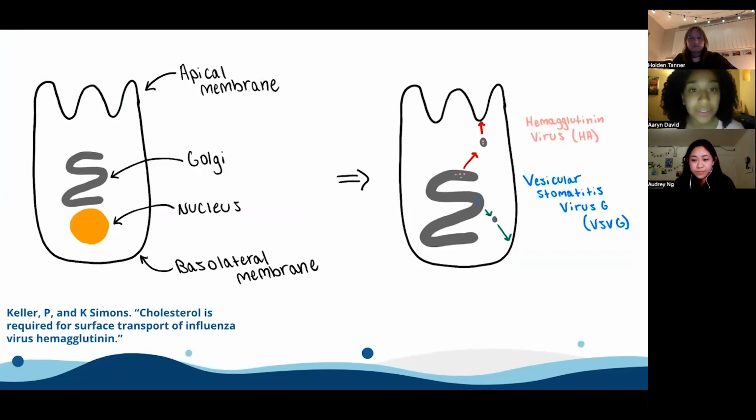And so getting into one of the studies that we observed about lipid rafts, basically it studied 2 different viruses and found that lipid rafts are essential for the transport of influenza virus hemagglutinin, which is also referred to as HA, compared to the vesicular stomatitis virus, VSVG, which does not utilize lipid rafts. And basically the study showed that HA localizes to the apical membrane, whereas VSVG, which does not utilize lipid rafts, localizes to the basolateral membrane.